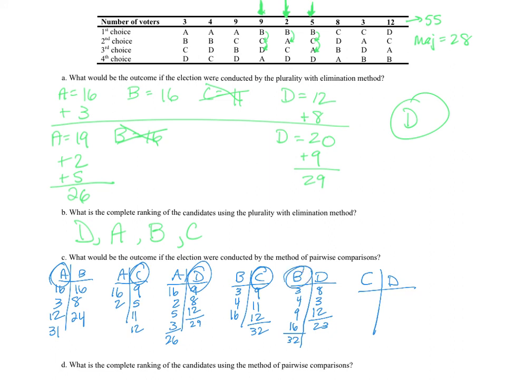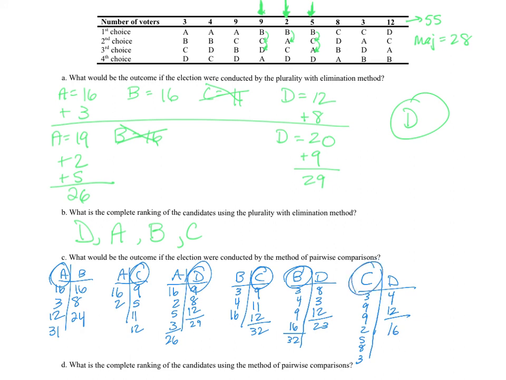C against D. Okay, first column, C wins. Second column, D wins. Third column that has the one with the 9 at the top, C wins. The next 9, C wins. The 2 column, C wins. The 5 column, C wins. The 8 column, C wins. The 3 column, C wins. And then the 12 column, D wins. So this one adds up to 16, which means this one is definitely more.